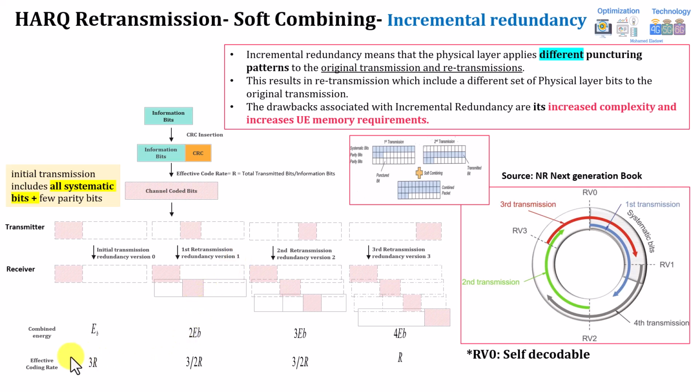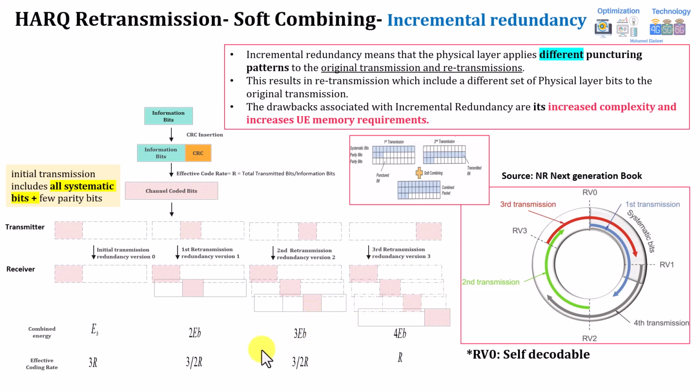Then again here, if you look at the combined energy, it was initially E, then it becomes 2E. This is the same as we have seen in Chase combining, so this is one advantage. The second advantage is that it lowers your coding rate. Because you are adding more redundancy bits, you will have more bits as overhead, and these redundancy bits will help you to correctly decode the data. It will do the same for each additional redundancy version, adding more redundancy bits or parity bits.